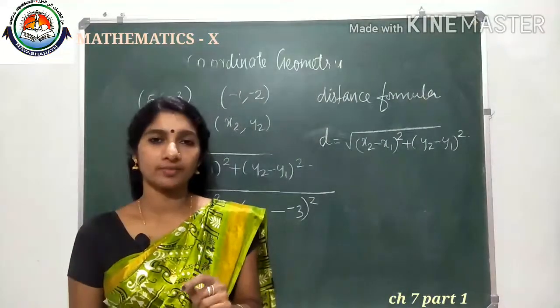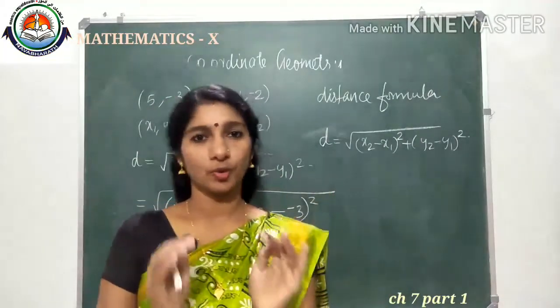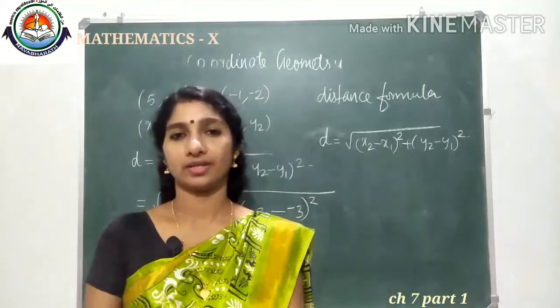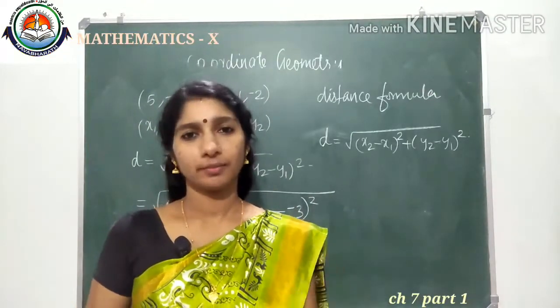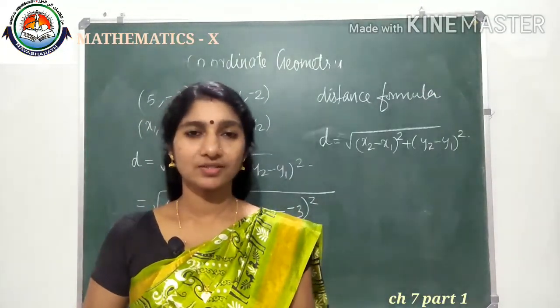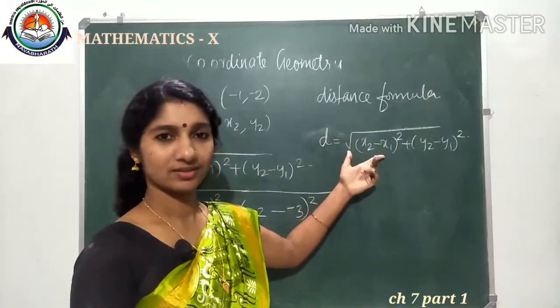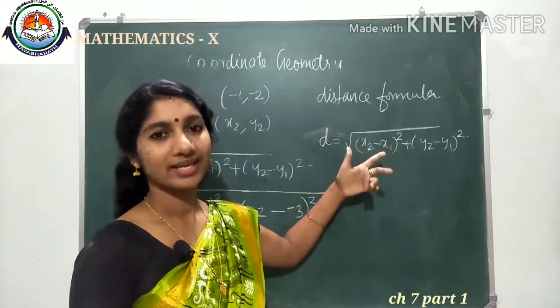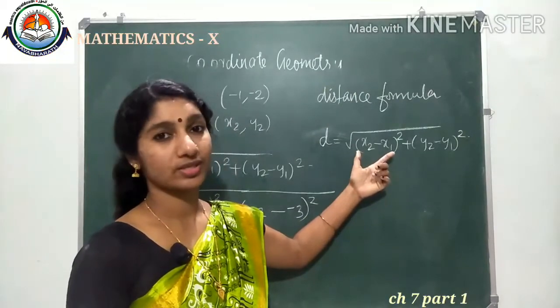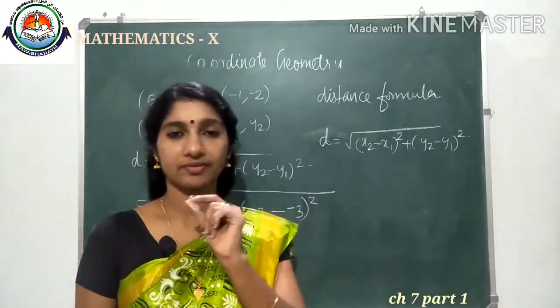So like this you need to do problems today, where two points are given and you find the distance between them. How will you find the distance between them? By using the distance formula. What is the distance formula? It is this one. x1, y1 is one point and x2, y2 is the second point. So we can find the distance between them.